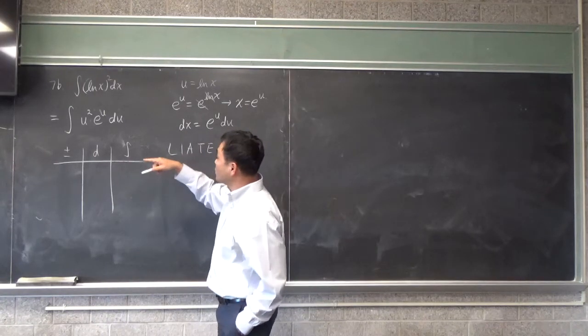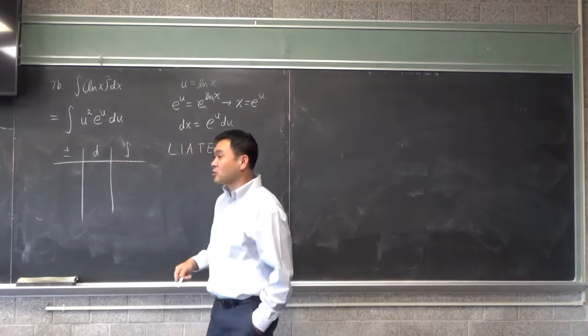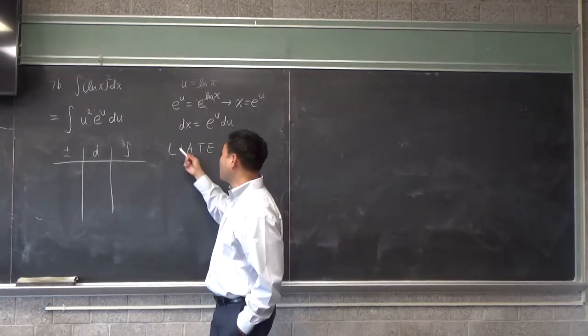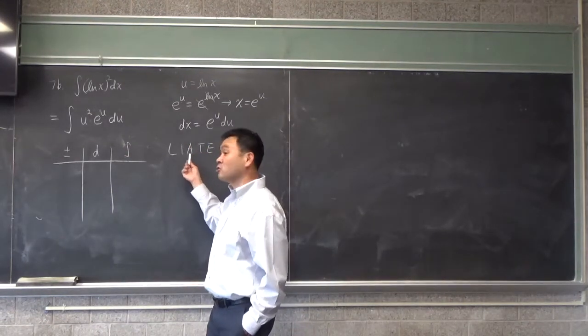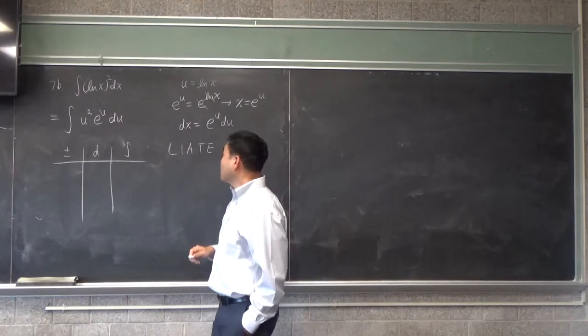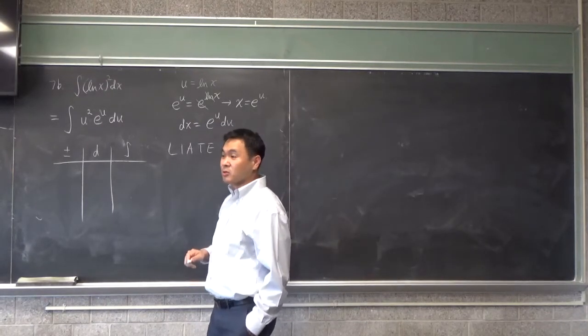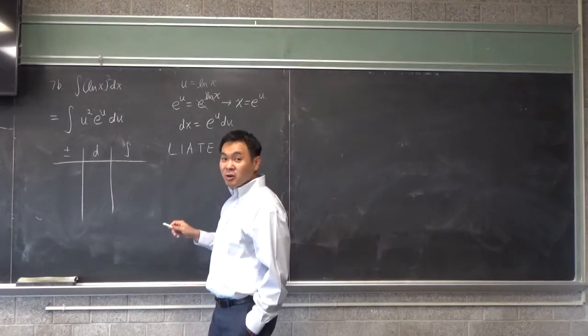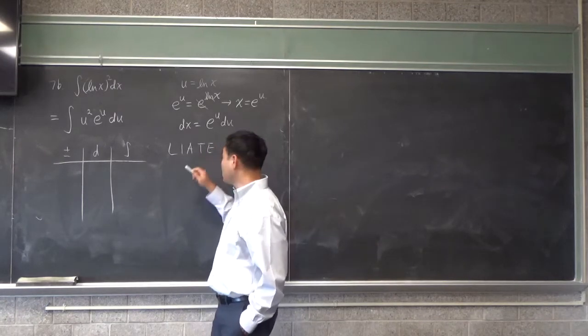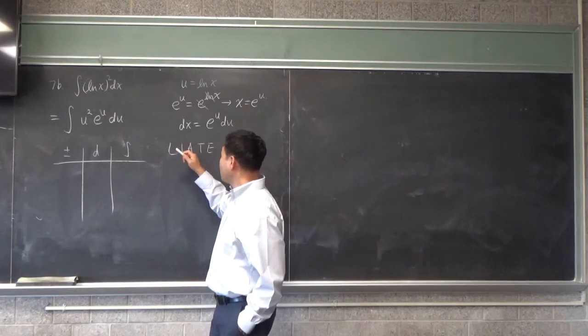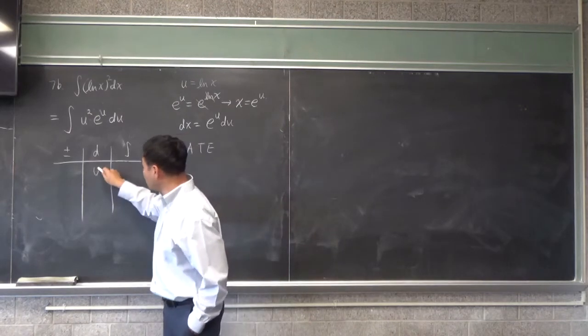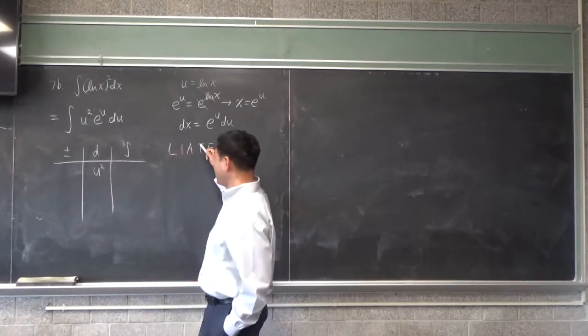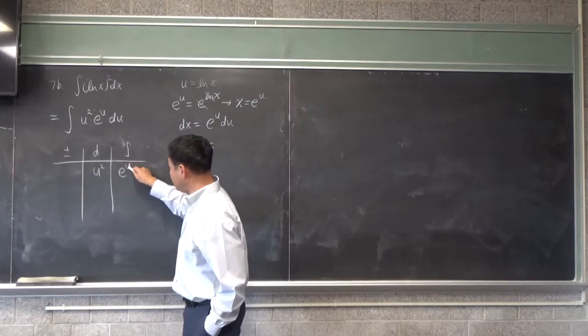What is u squared? What kind of function is u squared? Algebraic. Any polynomial is called an algebraic function. Okay. What is e to the u? Exponential. e to any power is called an exponential function. So that means algebraic should be on the left side, so u squared should be on the left side, and e to the u should be on the right side.